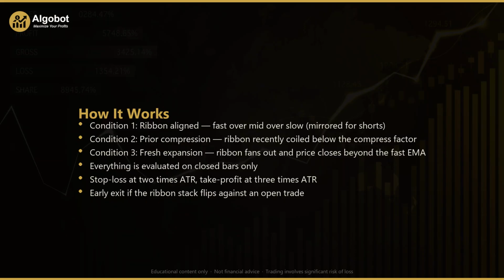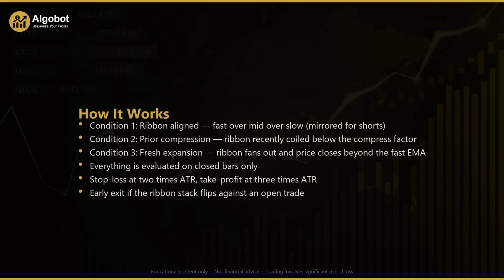The second condition is prior compression. The strategy looks back over the last several bars, 6 by default, and measures how tightly the ribbon was coiled. Specifically, it checks whether the distance between the fast and slow averages recently shrank below a fraction of the average true range, defined by the CompressFactor of 0.8. In plain terms, it wants evidence that the market was recently balanced and quiet before it moved.